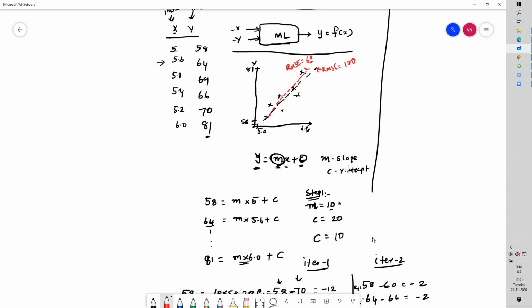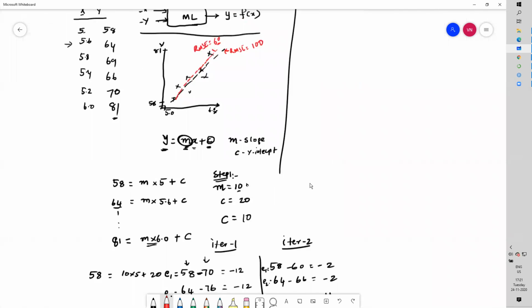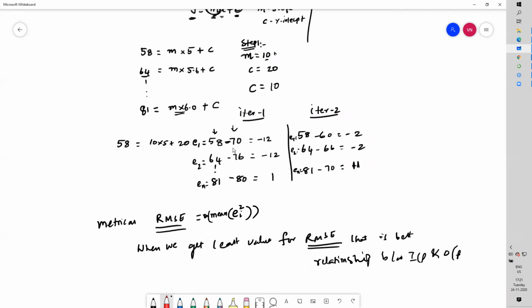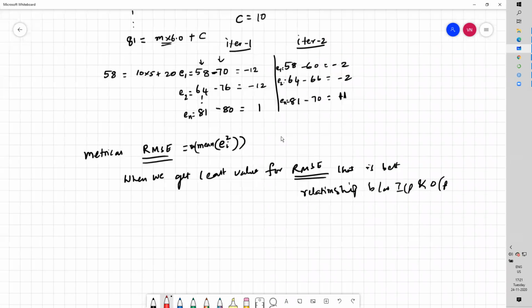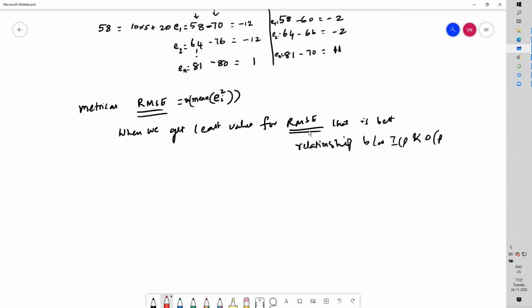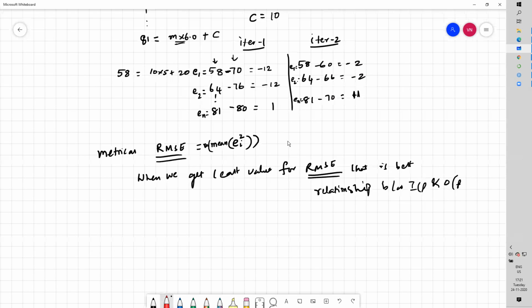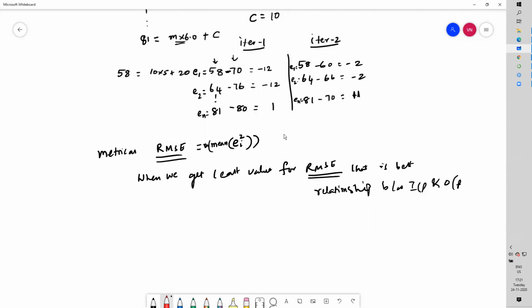So we need to find out at what values of m and c we will get the least value for RMSE. That is the best value that explains the relationship between the input and output.